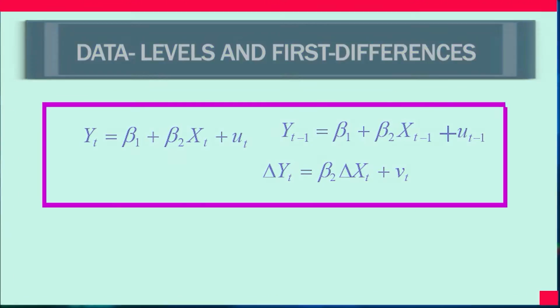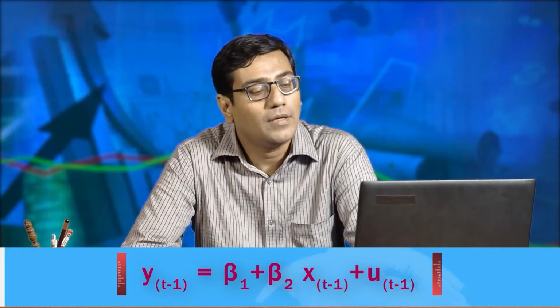But in the second equation, we observe that the lagged value of yt is dependent upon the lagged value of xt, such that yt minus 1 equals beta 1 plus beta 2 xt minus 1 plus ut minus 1. So on the basis of this, if we take the difference between yt and yt minus 1, we are left with delta yt, which means it is capturing the changes in yt over the two time periods. Beta 1s are getting cancelled out, and we have beta 2 delta xt plus Vt.